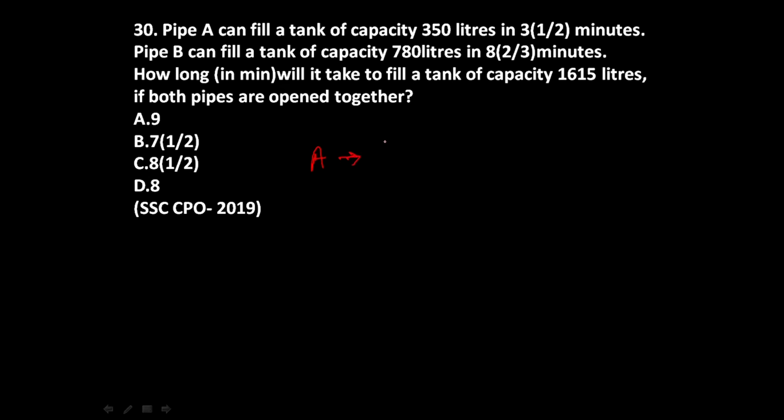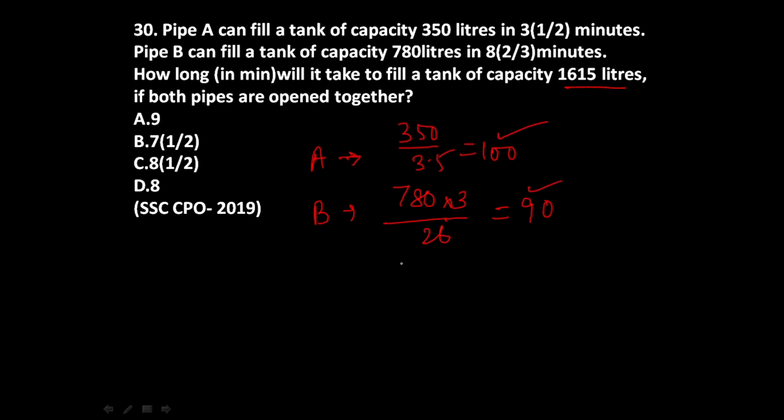What's the efficiency of A? It is 350 upon 3.5, which is 100, right? And B's efficiency is 700 upon 26 by 3, which is 90. So the total efficiency is 190, whereas the total capacity is 1615. Clear?